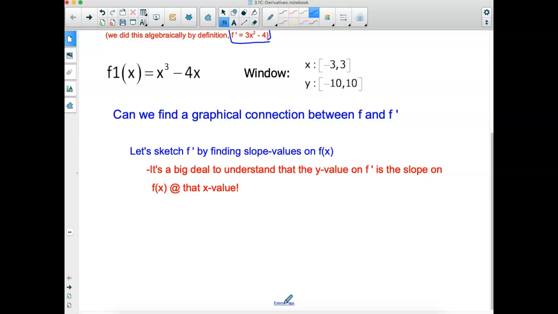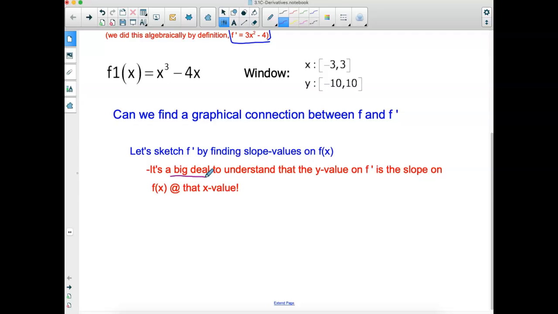And it really is a big deal here, as we go through this first one, that you understand that the y value on f prime is the slope on the original function at that x value. So we are going to be making a graph that's going to be taking up an infinite number of slopes, basically, and we're going to be connecting those two, all right?